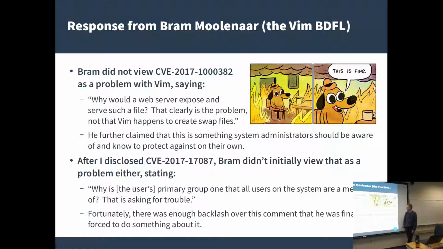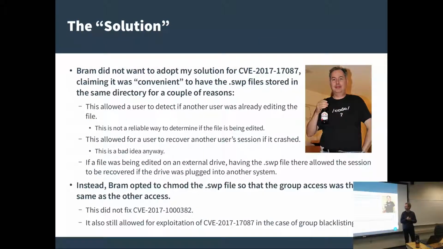So after I disclosed my vulnerability, Bram didn't view that as a problem either. It's like, oh yeah, if the user's primary group is a group that every user on the system is a member of already, then that's really just asking for trouble. So that's also really more on the system administrator, not on Vim. It's not a Vim problem. So fortunately, there was enough public backlash from myself and several other developers on the mailing list that he ultimately had to backpedal a little bit and agree to do something about it. So we have the quote-unquote solution here.